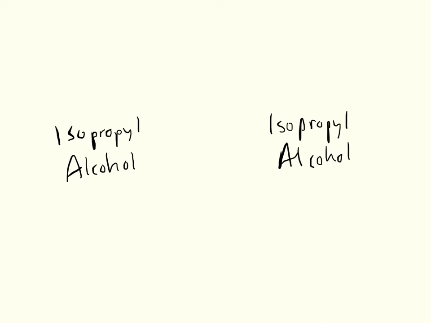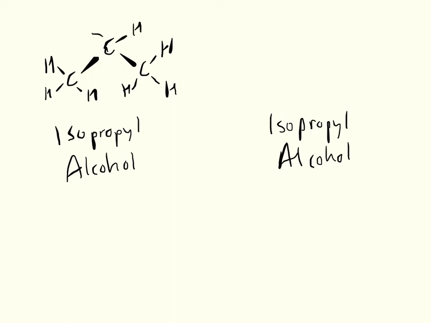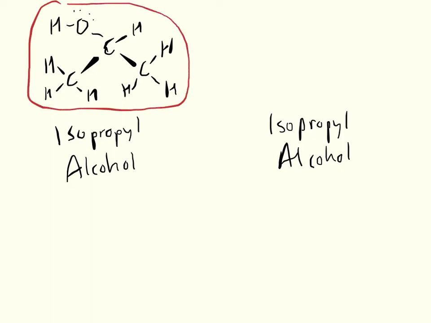Here's isopropyl alcohol. Isopropyl alcohol looks like this. You might notice propyl sounds like propane, and that means it has 3 carbons. We don't need to know that, but this is the formula for isopropyl alcohol, the Lewis structure for isopropyl alcohol. A lot of lines, a lot of dots, etc.